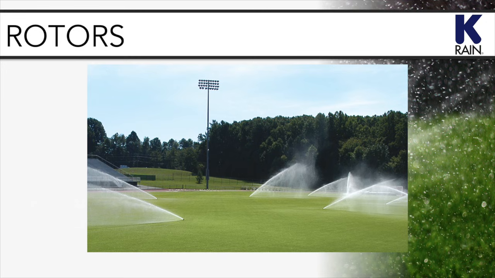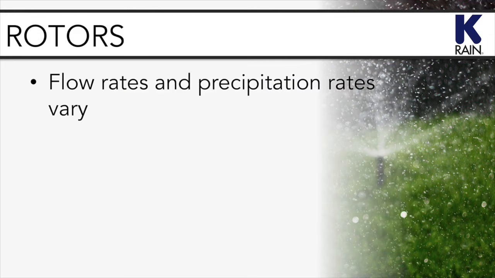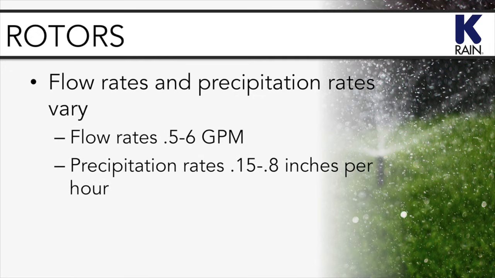Sorry. The radius range is affected both by the water pressure at the sprinkler head and the size of the nozzle used. Rotor flow rates and precipitation rates vary quite significantly depending on which nozzle you use. A standard residential rotor will have different nozzles with flow rates ranging from 0.5 to 6 gallons per minute and precipitation rates from 0.15 inches per hour to about 0.8 inches per hour.